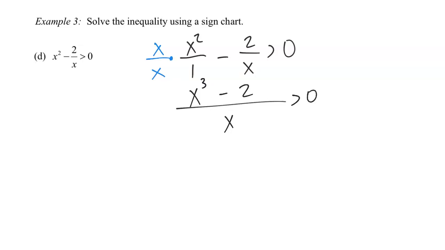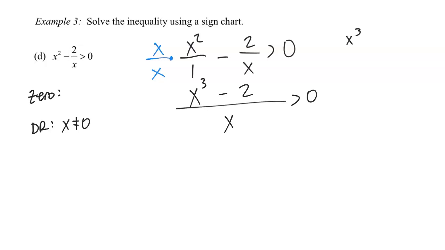And now this question looks a lot better, and it looks very similar to example C, in fact. And so remember, on example C, we did two things. We found our zeros, which came from the numerator, and our domain restrictions, which came from the denominator. So our domain restriction in the denominator is that x cannot equal 0, and in the numerator, we're going to get our 0 by setting it equal to 0.